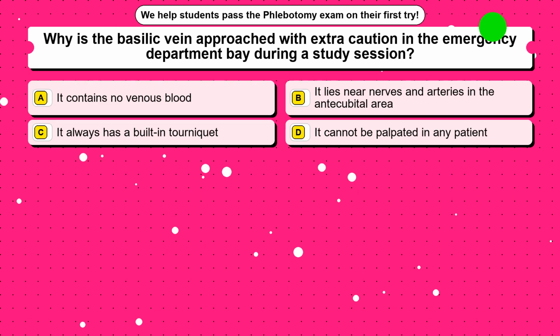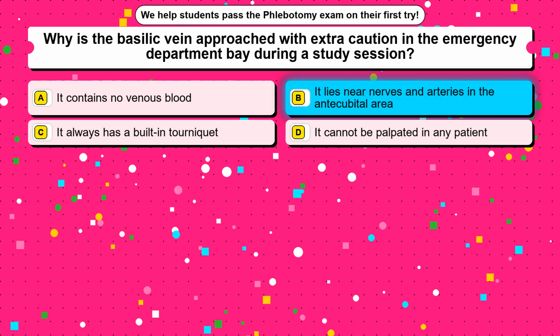Question 76. Why is the basilic vein approached with extra caution in the emergency department bay during a study session? Option A. It contains no venous blood. Option B. It lies near nerves and arteries in the antecubital area. Option C. It always has a built-in tourniquet. Option D. It cannot be palpated in any patient. The correct answer is option B.